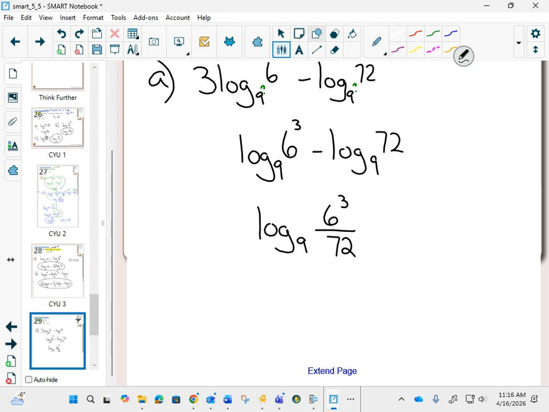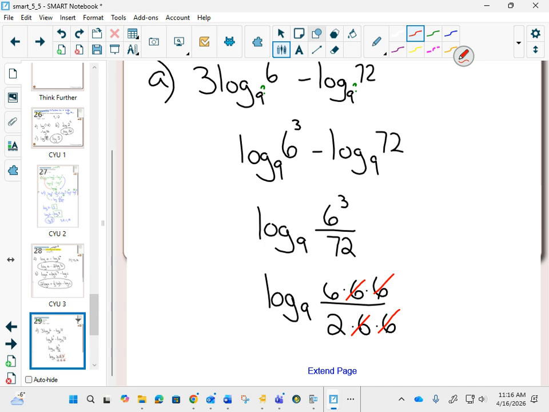I'm actually not going to multiply that 6 cubed out to be 216. Instead, I'm going to take things here and break them up instead. Do you see that 72 is 2 times 36? And 36 is 6 times 6. If I get a little devilish here on the top, I could write 6 cubed as 6 times 6 times 6, and things will simplify really nicely.